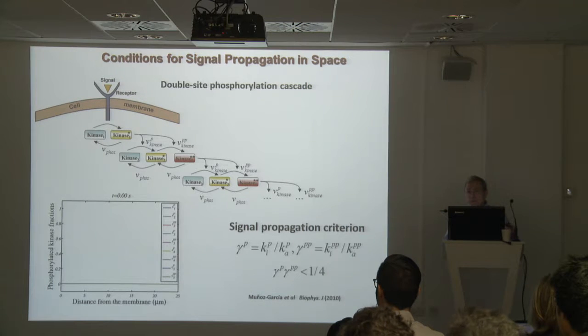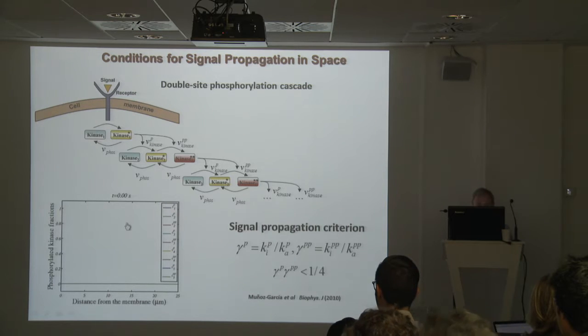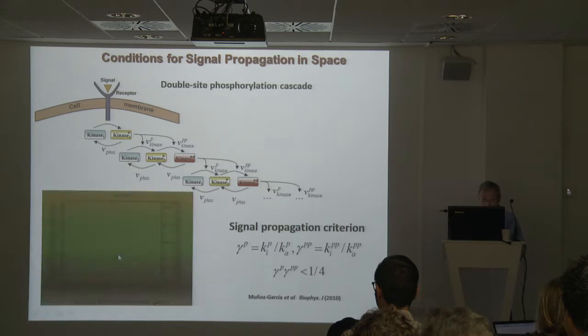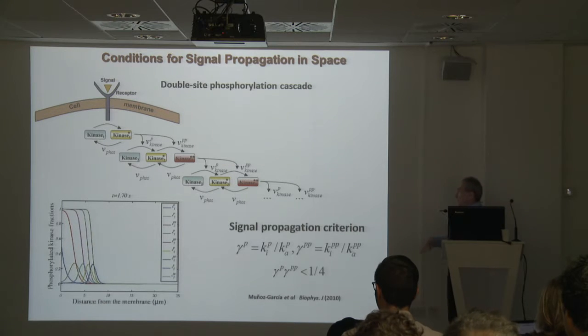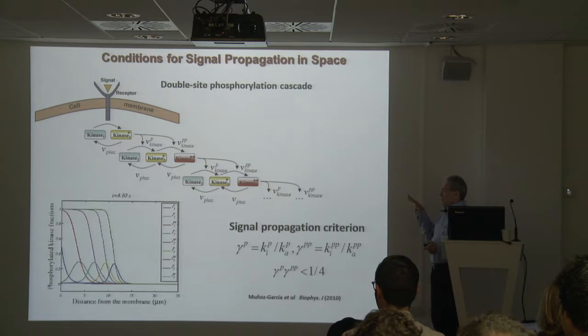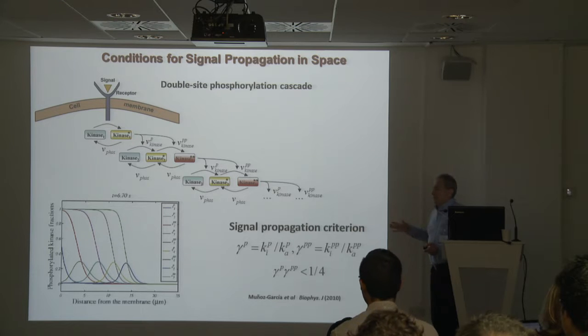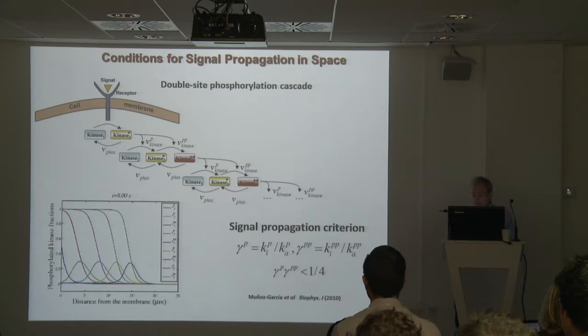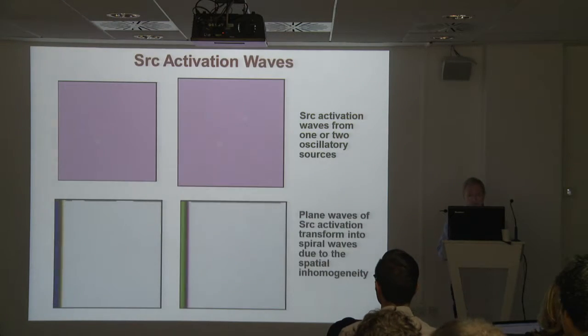For the simple model, you can actually find the exact condition analytically for propagation of waves, and this is here. But the whole take-home message is that cascades basically mitigate this effect of rapid decay in a phosphorylation signal.